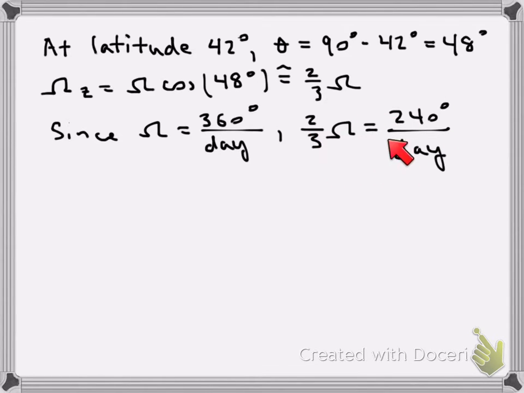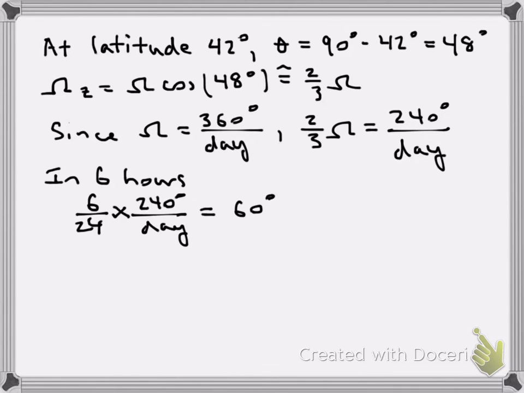That's what the angular frequency would be at a co-latitude of 48 degrees. So what that means is in 6 hours, we would do 6/24, or 1/4, of 240 degrees. So in 6 hours, we'd swing through 60 degrees.